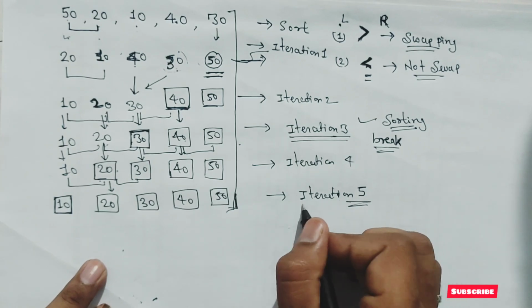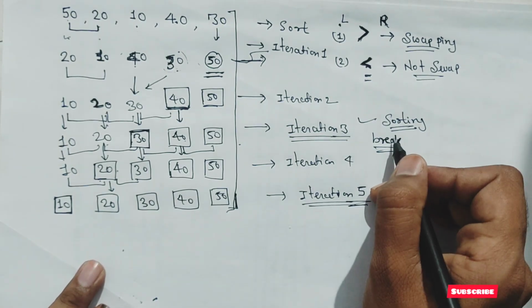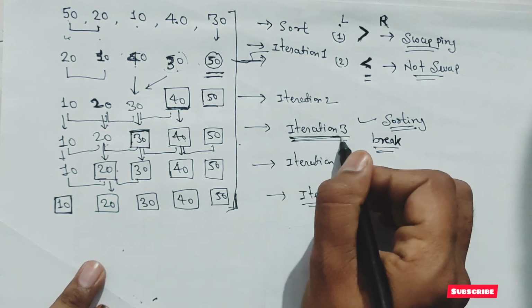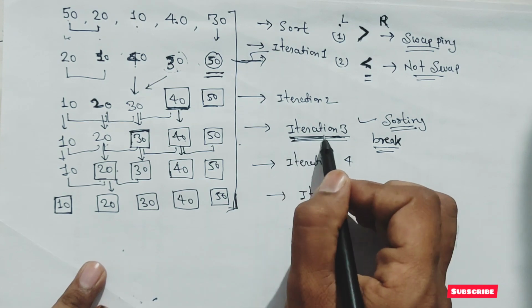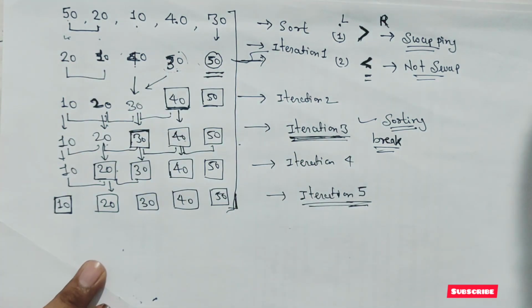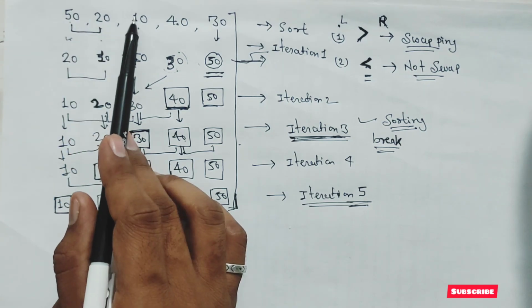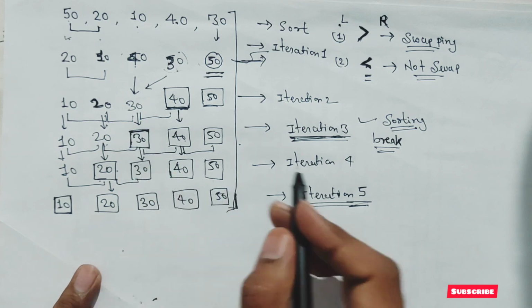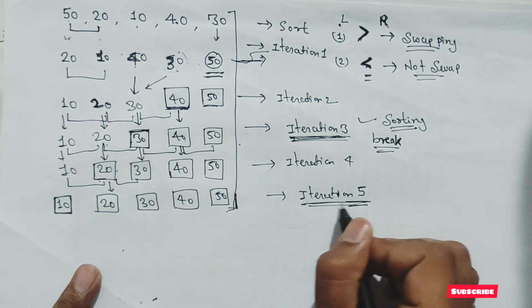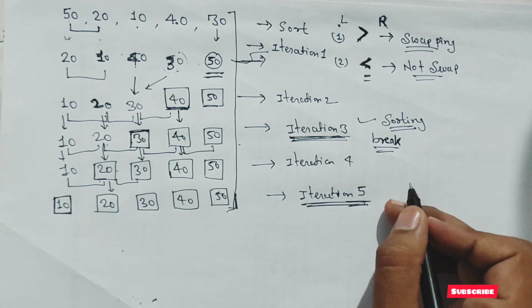So n number of iterations are required, but what happens is that this may get sorted earlier if the elements are a little sorted. That means this is the average case, not the worst case. Worst case, what will happen? 50, 40, 30, 20 and 10 elements come like this. Okay, so exactly 5 iterations will be required in that case. That will happen in the worst case.